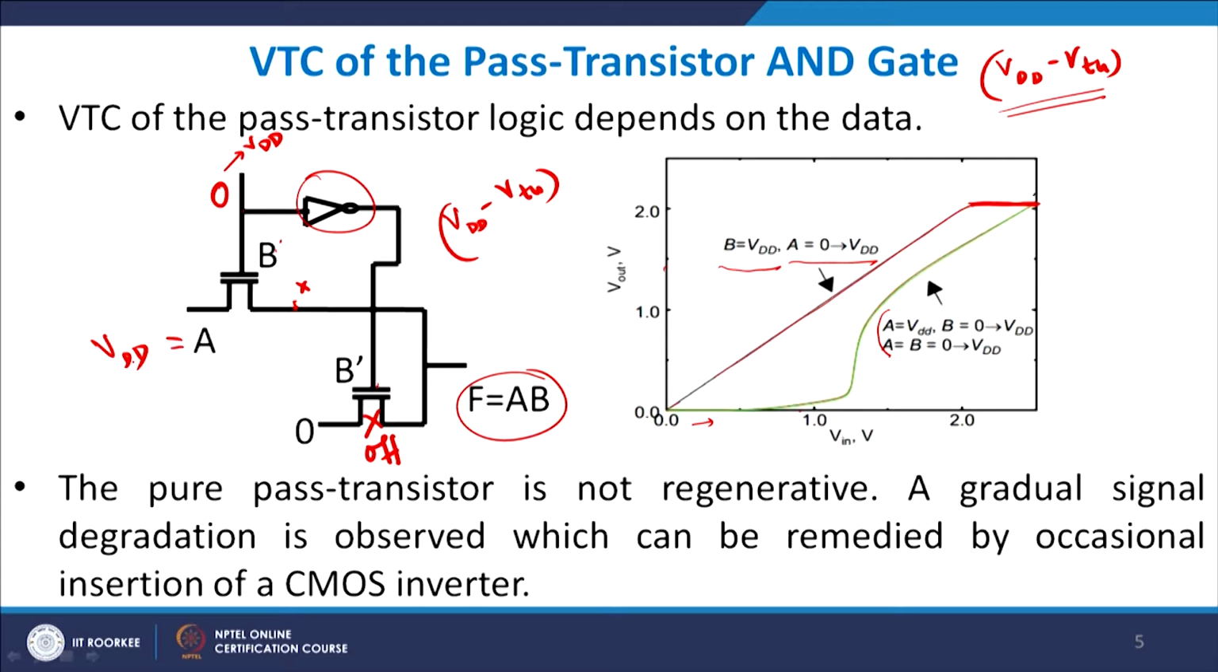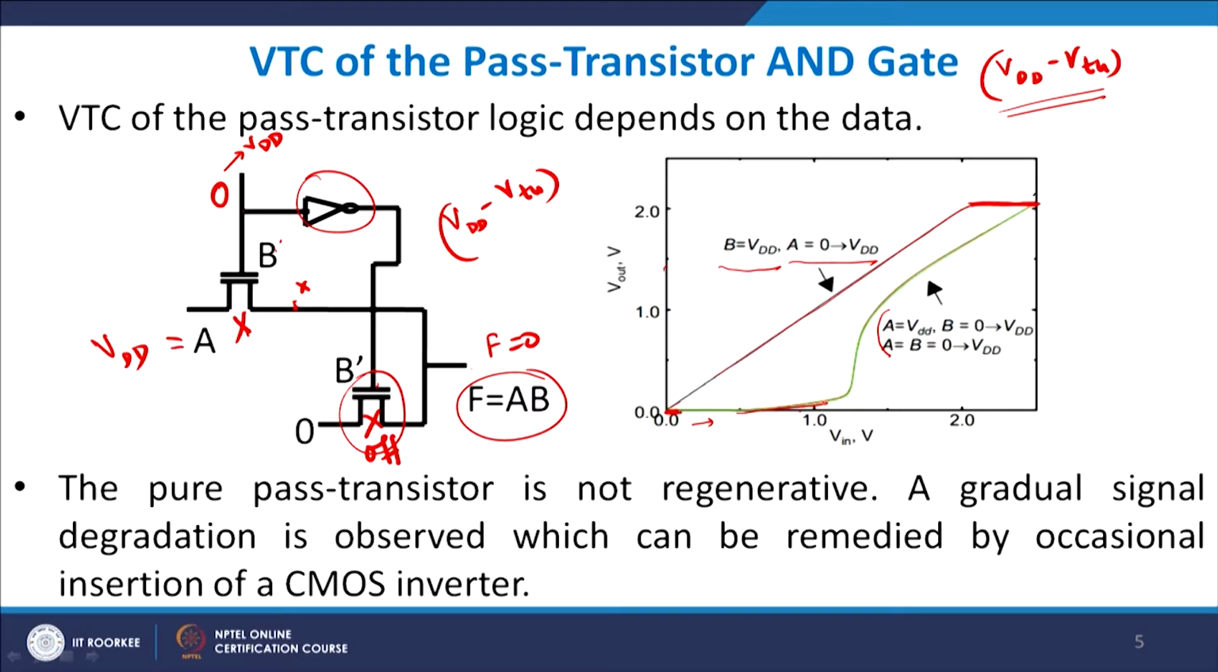So initially when this was 0, this transistor will be cut off. As this transistor is cut off, this will be fully on and the output F will be equal to 0, and that is what you are getting here. So whenever your Vin is very, very small, the output is also small.